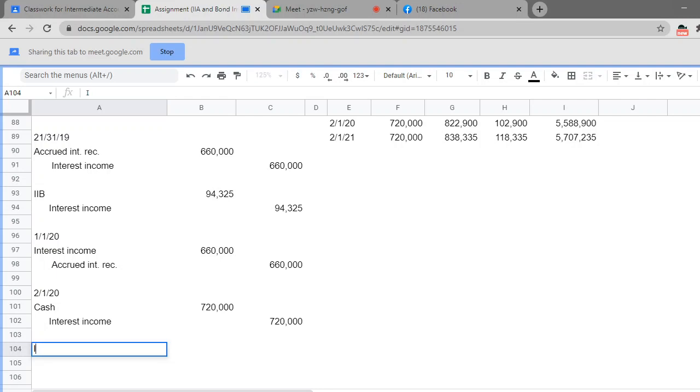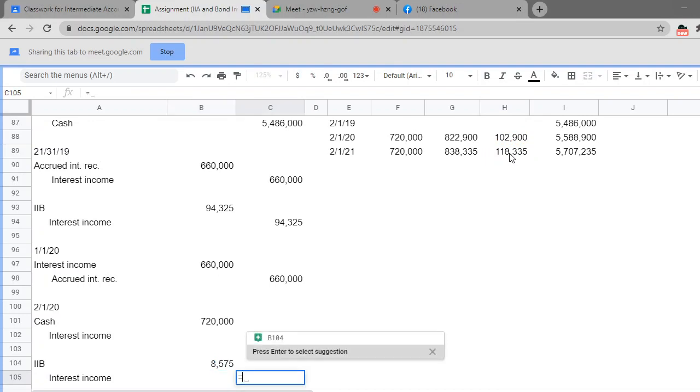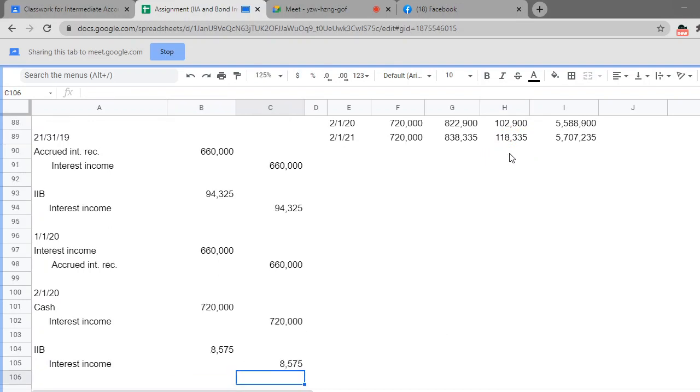So we have interest in bonds and your interest income. So your interest income here is katong remaining 1 month. That would be 109,200 times 1 month divided by 12. 1 month na lang from January 1 to February 1. Therefore, our amortization would be 8,575. Okay?